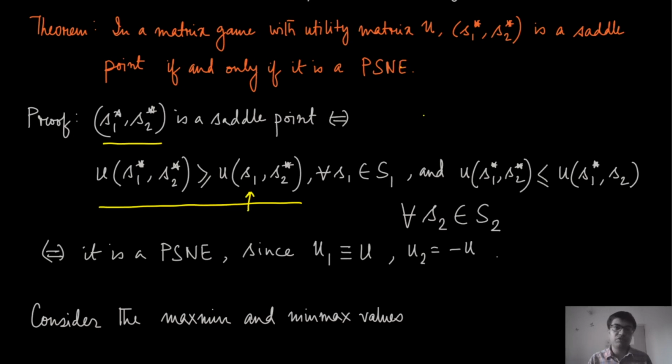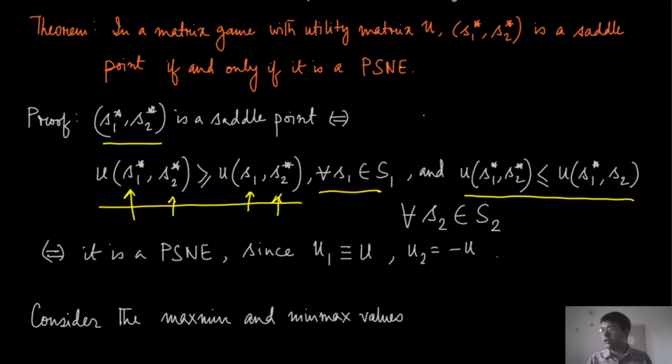Therefore, if you change the utility of player 1, this thing will be the maximum for player 1. The utility that it will give is the maximum, and this should hold for all S1 in capital S1, while the other player is still holding on to the S2*. And similarly for player 2, it has to be the minima for player 2, right? So it has to be the row minima.